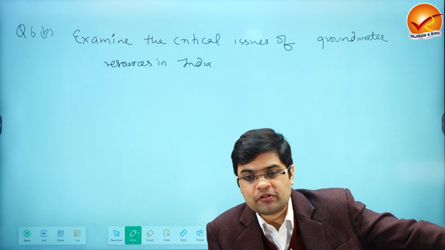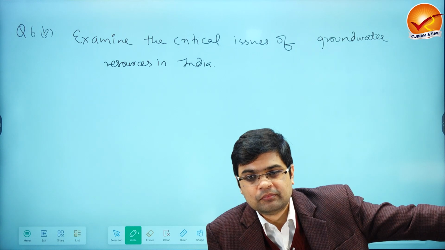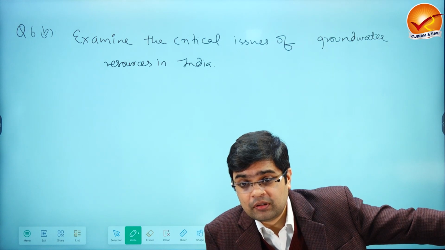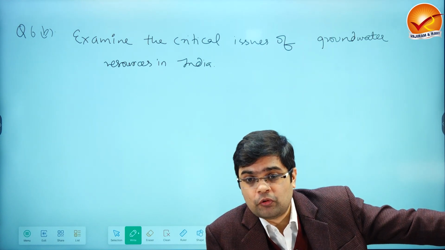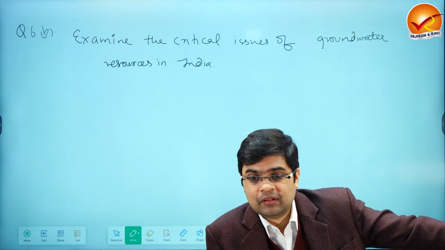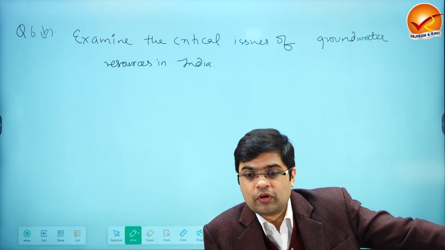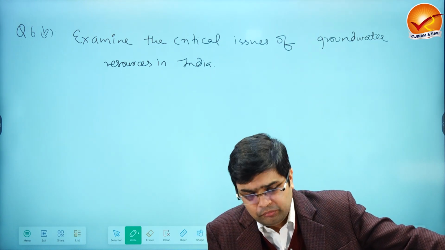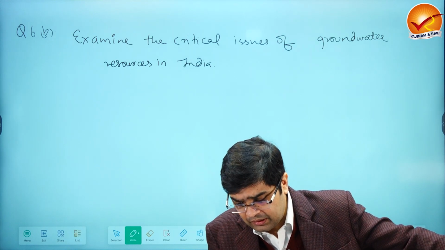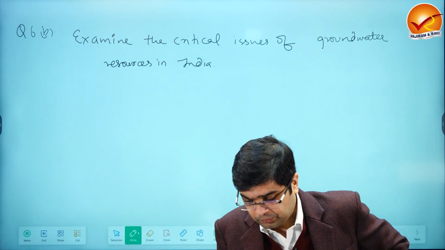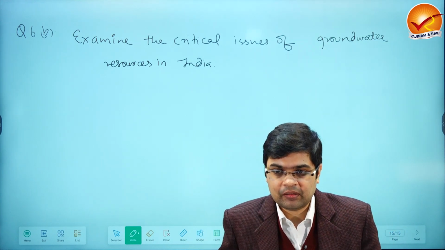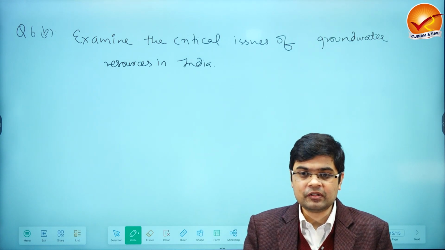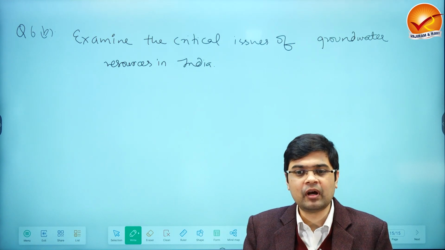Critical issues of groundwater resources in India. Accessing groundwater in India, need for conservation of groundwater, second biggest source of fresh water, decrease in groundwater level, groundwater reserves and importance, depletion, amount of usage of groundwater. So you can start any way if you want to. A 15-marker question is there. You can start by telling about the situation of groundwater in India, how India is using the groundwater, what is the importance of groundwater in India.